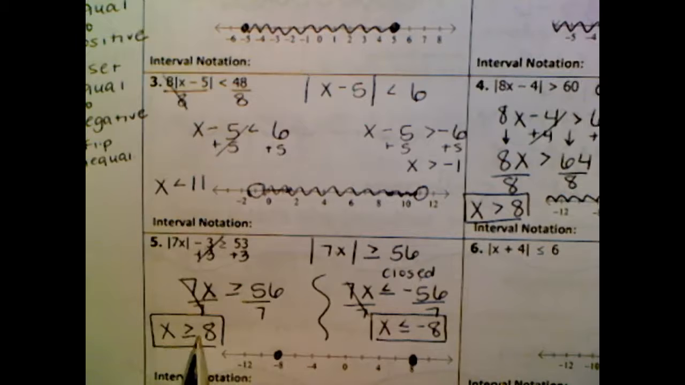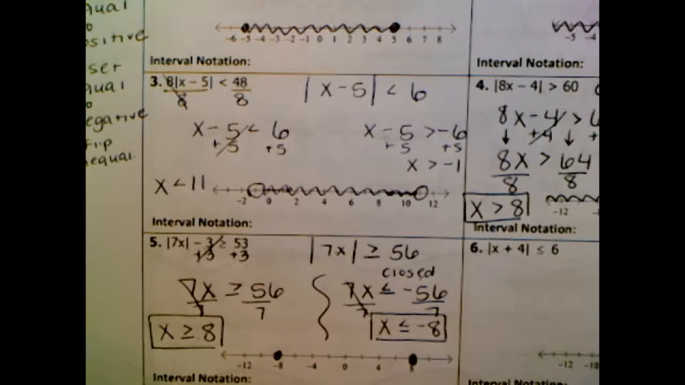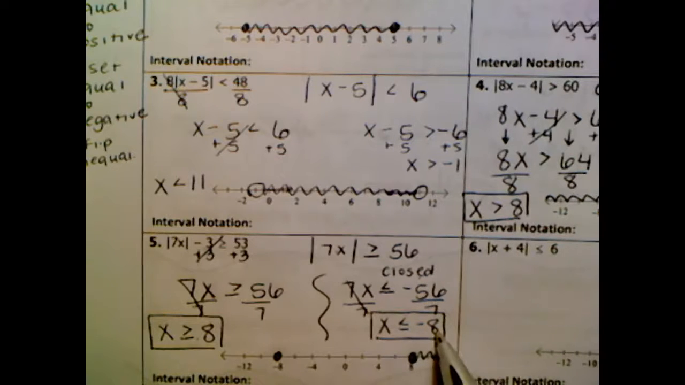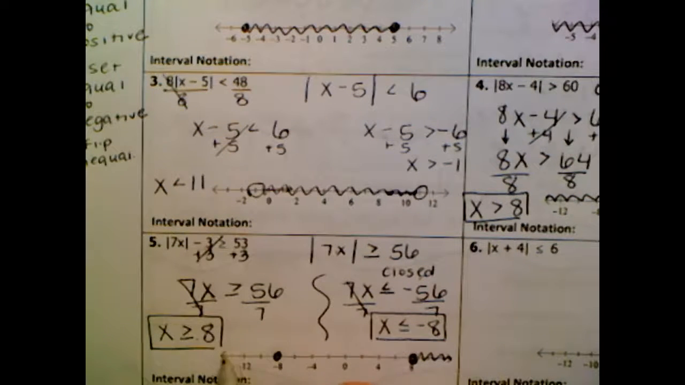Looking at the 8, I want all of my numbers that are greater than 8. Greater than 8 goes to the right. Looking at my -8, all the numbers that are less than -8.